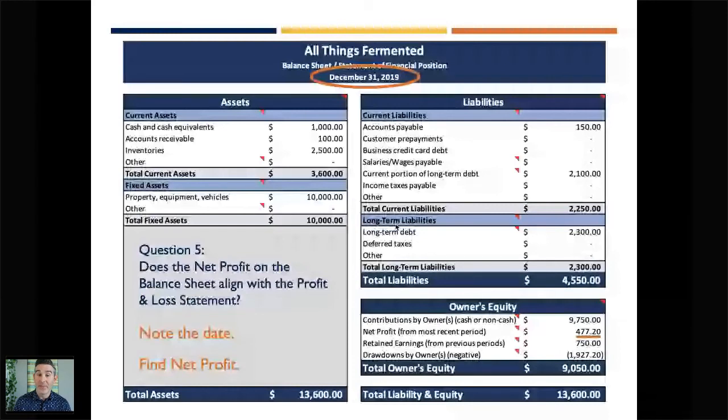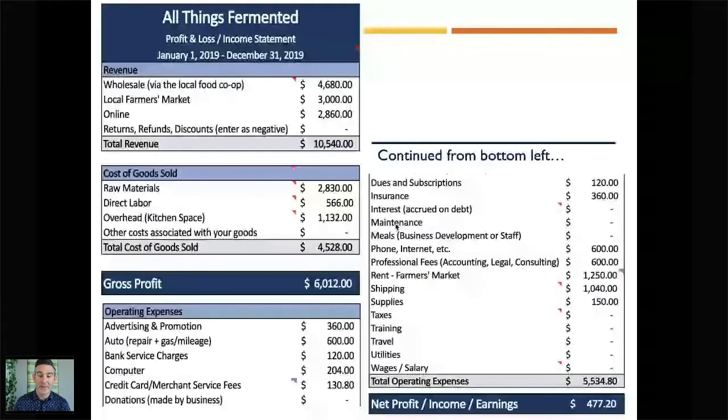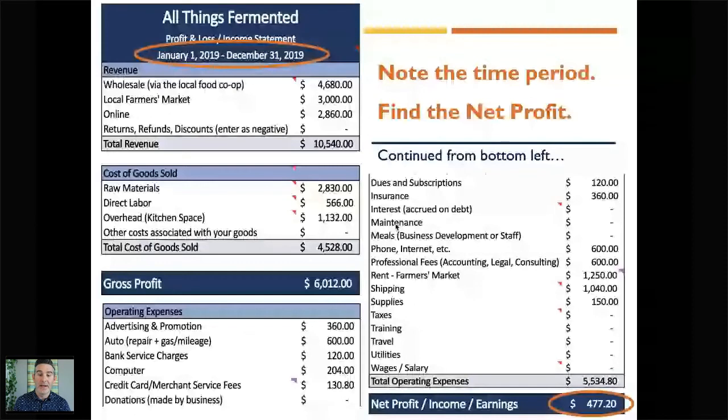So now we want to look at the profit and loss statement. So I will throw that up for you. And if you were on the call last week, this may look familiar. So we're going to do the same thing. We're going to note the time period is January 1 through December 31 of 2019. And the net profit is $477.20. So the answer then is yes.